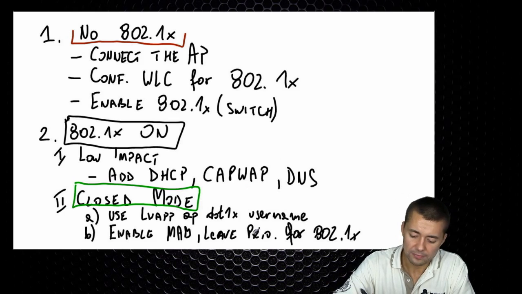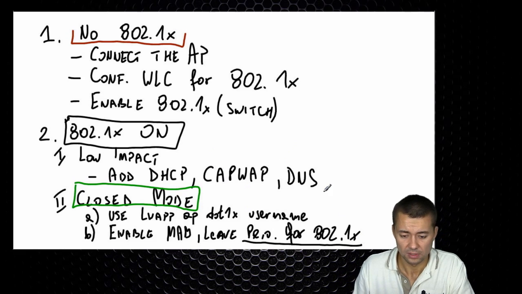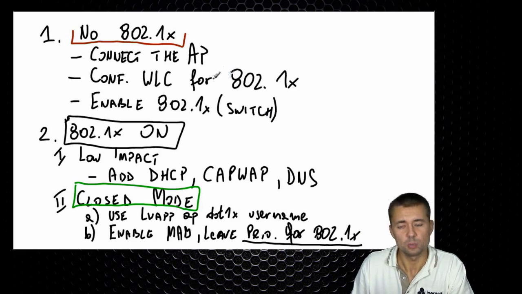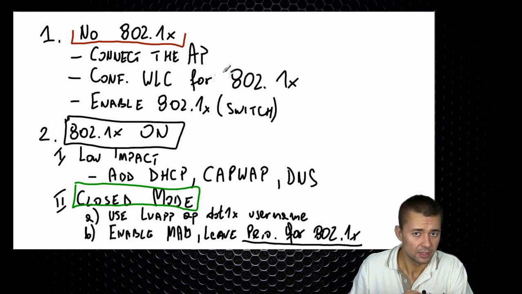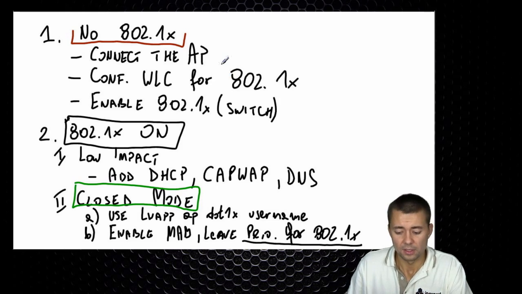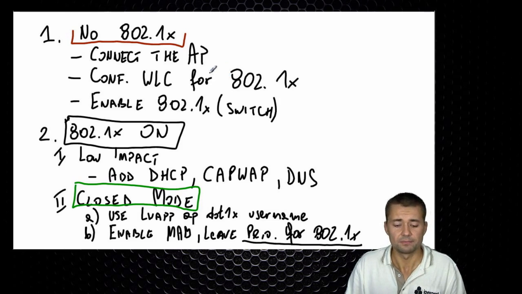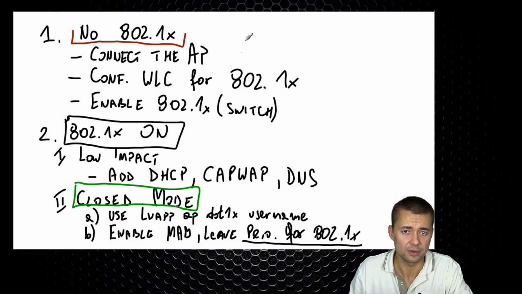Set the priority for that .1x. It is going to mean that when the access point downloads the credentials from the controller, it is going to re-authenticate using .1x. So MAC authentication bypass, the problem with this method is that it is obviously not as secure as .1x.